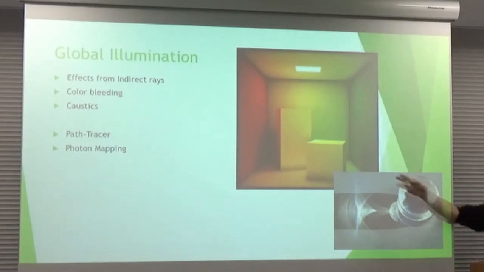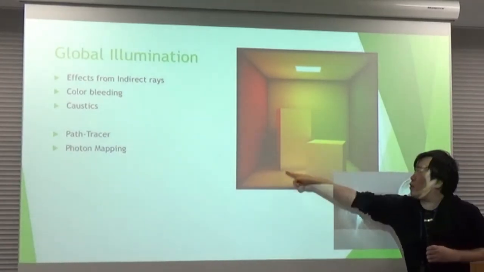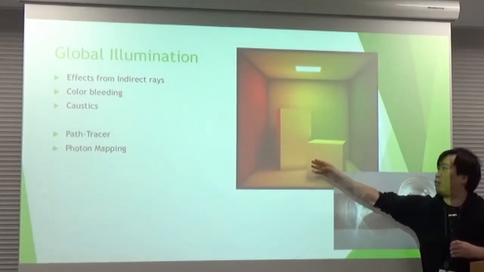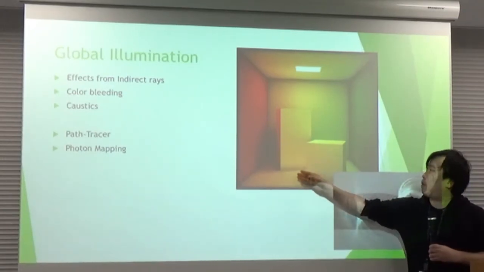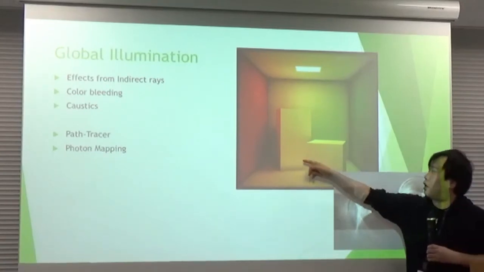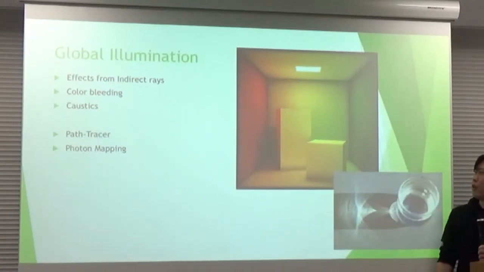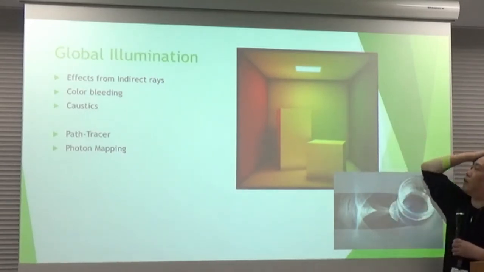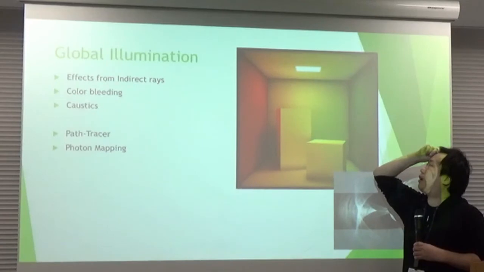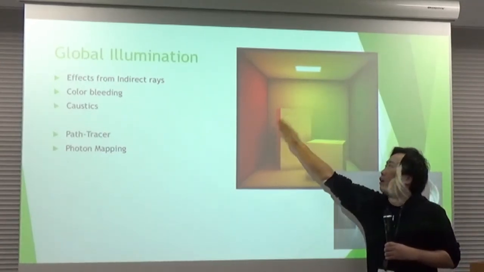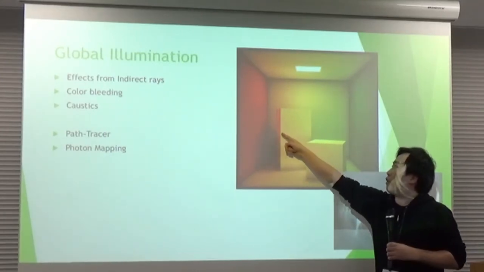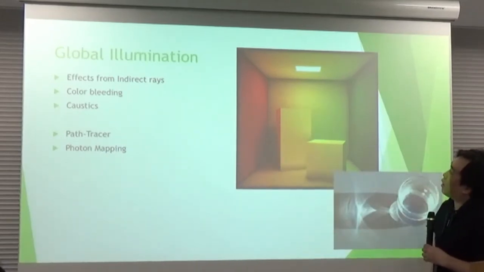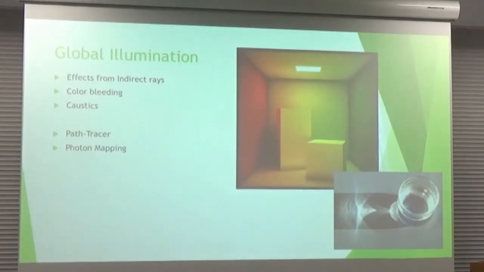For example, this photo shows this area, this side of the wall is not red. It's really white, but it's colorized red because rays from the light source bounce off the left side red wall and fall into this area. This effect is called color bleeding.